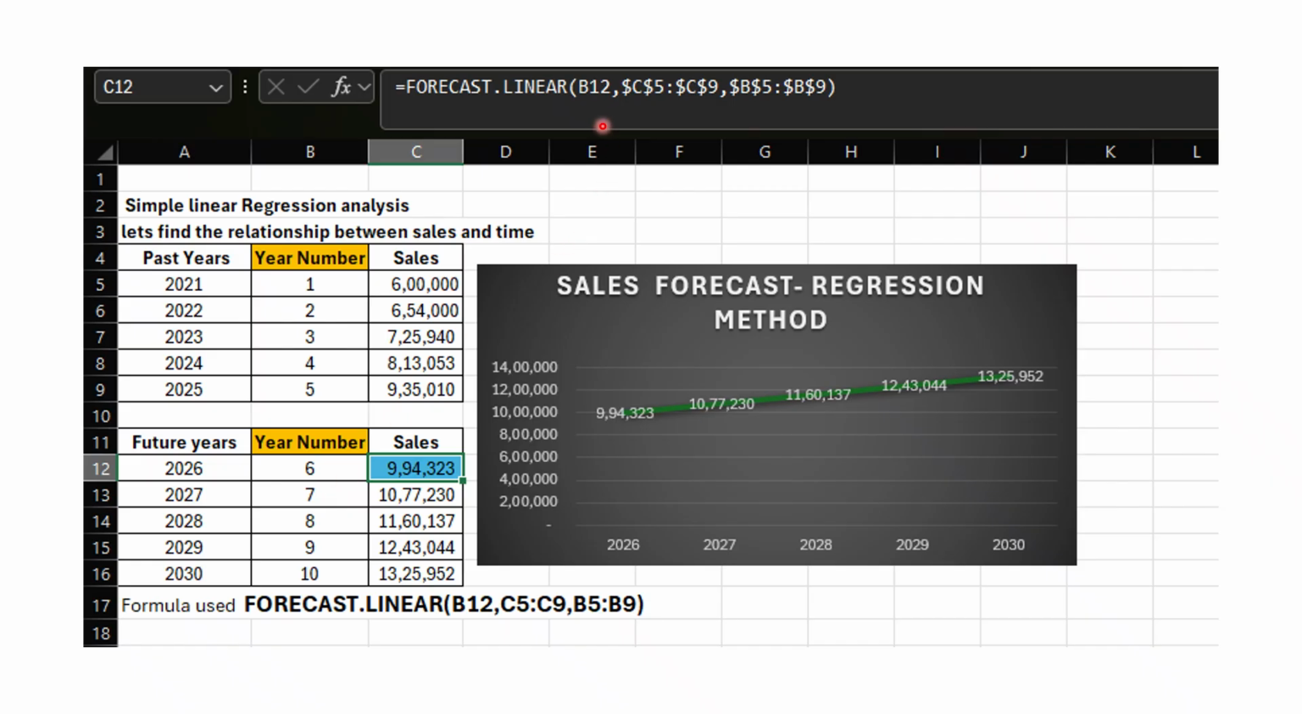And for the next year, 2028, apply B14. Likewise, you need to change the x figure for every sales figure you want to determine. Just change the x variable, and you can easily forecast the sales for the next 5 years. Just use this formula and create a chart for better understanding.